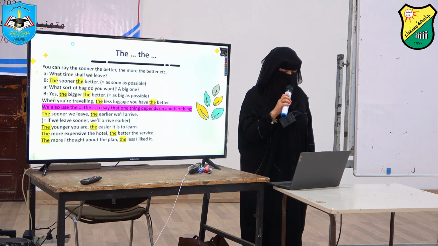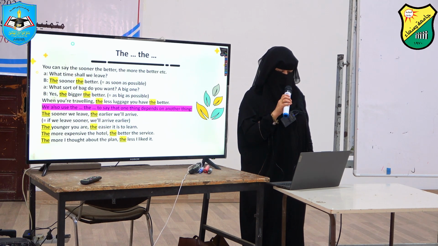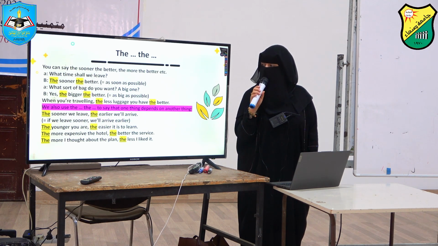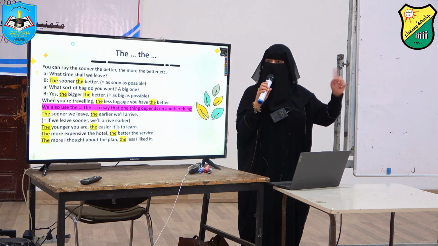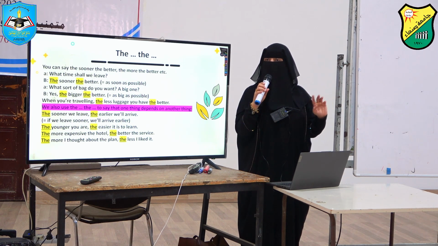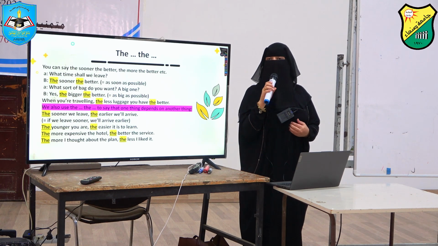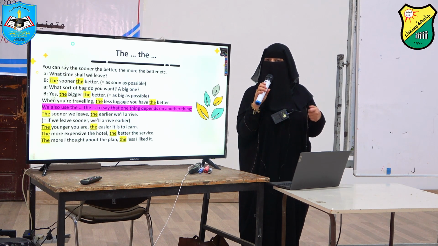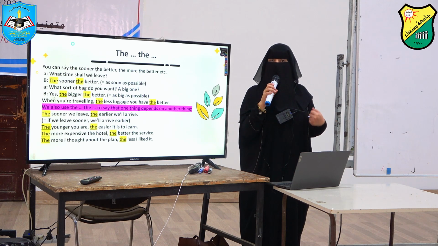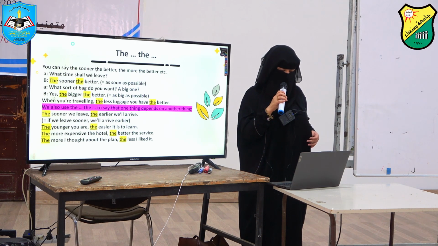Okay, then you have the bigger, the better. I can't use the superlative adjective in this case at all when I have the repeated in the phrase, because we are using it for emphasis. So I have to use the comparative adjective.